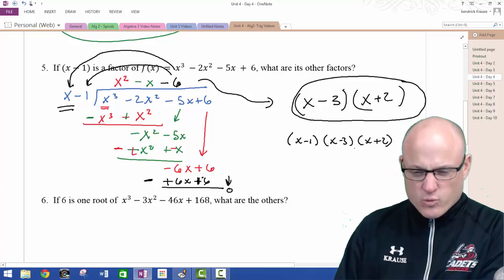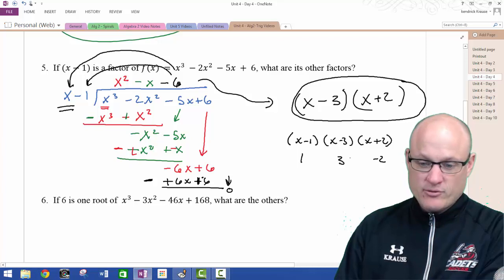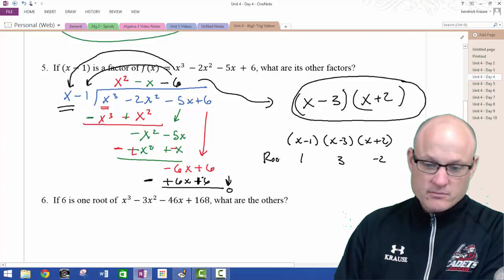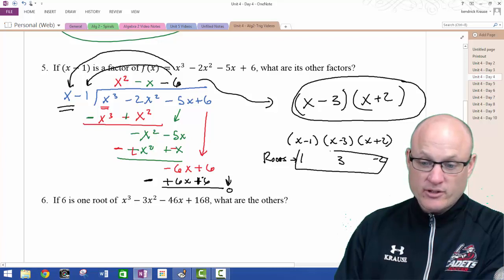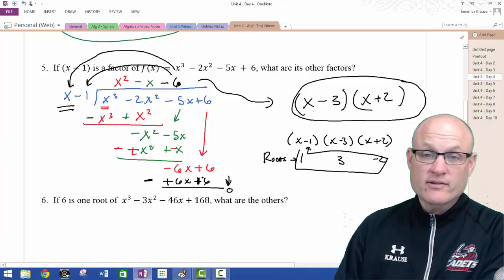Those aren't the roots. The roots are 1, 3, and negative 2. These are the roots. These are what make this quadratic equal to 0. If I want to go back to the factors, notice it's the opposite sign.